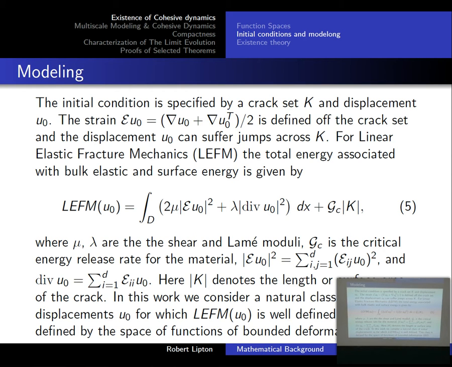Okay, and so we can initially start our peridynamics off on a domain, a Griffith domain, if you will, or a domain with slits in it, across which the displacement can suffer jumps. That's a fine initial condition for this problem, and then we can let the evolution evolve in L2. Okay?